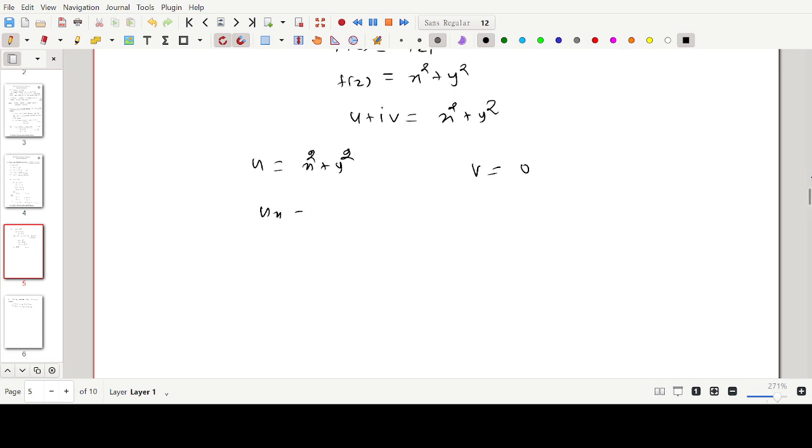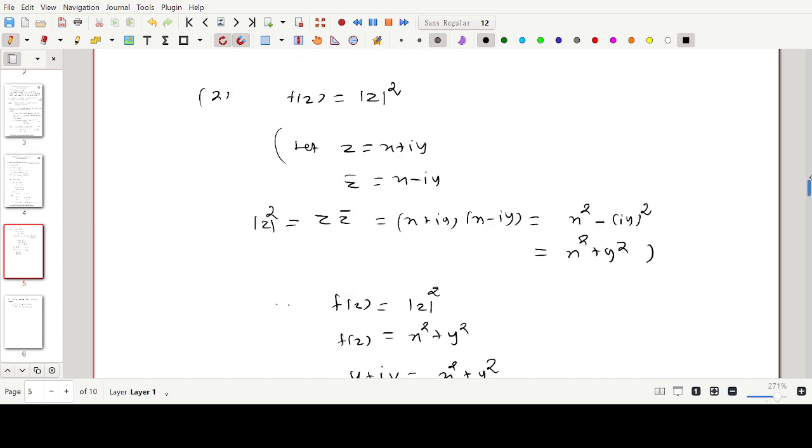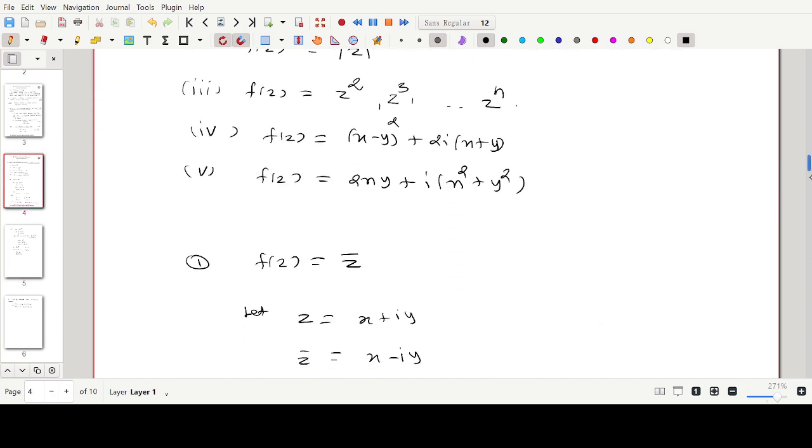So ux is equal to 2x, right? Ux is equal to vy. So here vy is also 0. So 2x is not equal to 0. So the CR equation is not satisfied. So it is not analytic. Got it? So now I'll move on to the third problem.